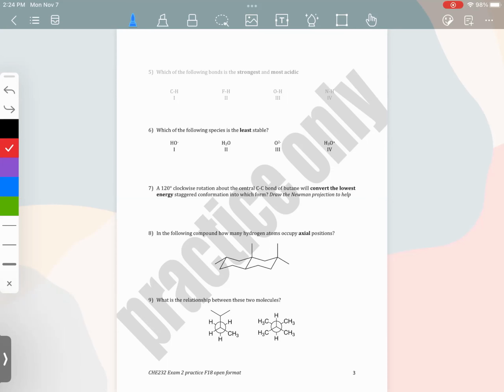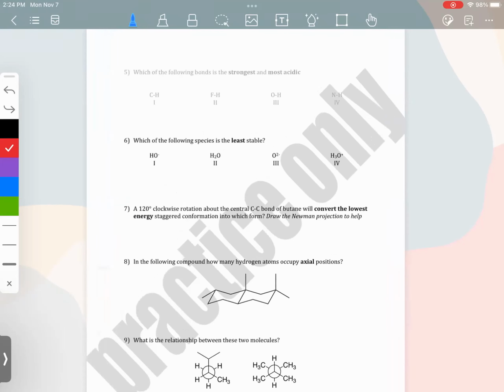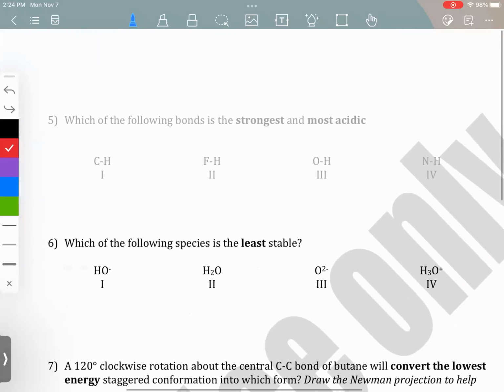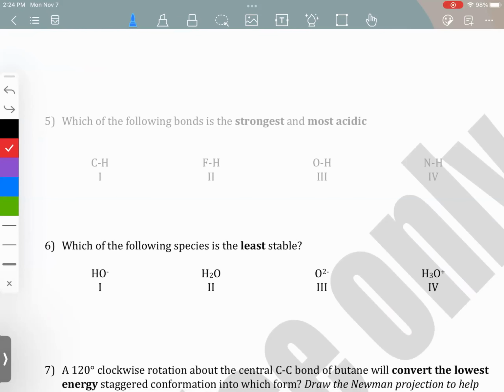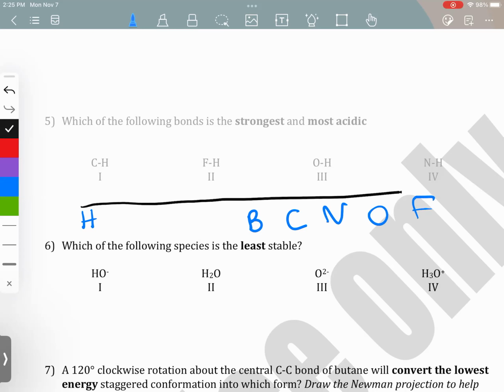All right. So 5. This is another question. It's another type of acid base. Which of the following bonds is the strongest and most acidic? So you have a CH bond, an FH bond, an OH bond, and an NH bond. So let's look at it like this. Have hydrogen, then oxygen. So as you go left to right on the periodic table, what happens to bond strength?